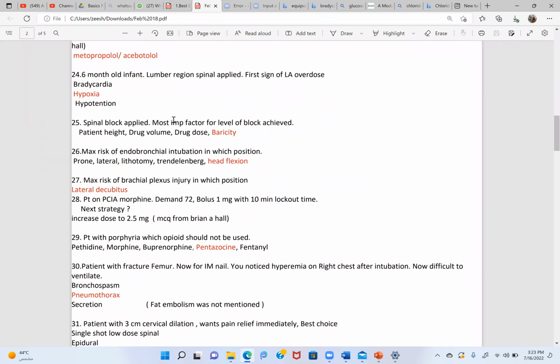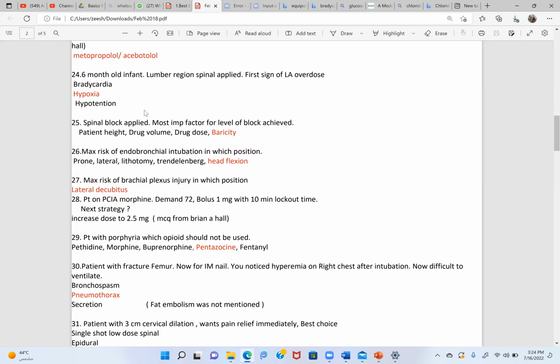Okay, spinal block applied, most important factor for level of block achieved. This question is asked multiple times and I don't have the correct answer. They have written baricity. I don't think it should be the level. For level, it is the dose. I think it is the dose. Or the position, sir, because baricity is related to the position.